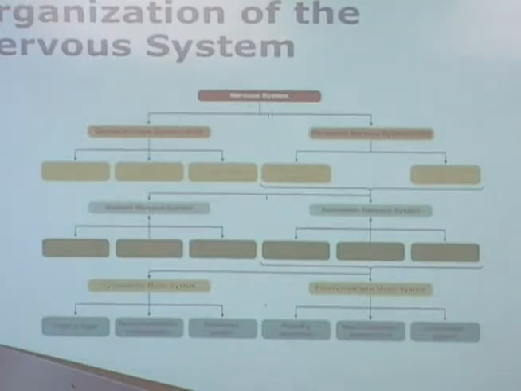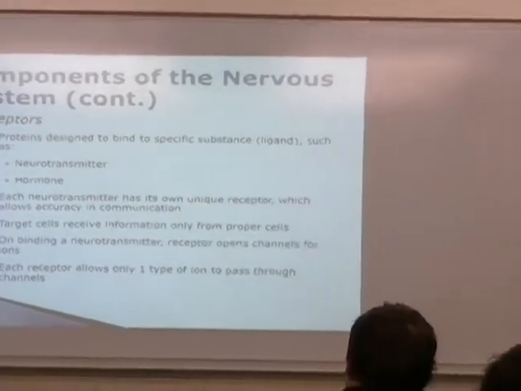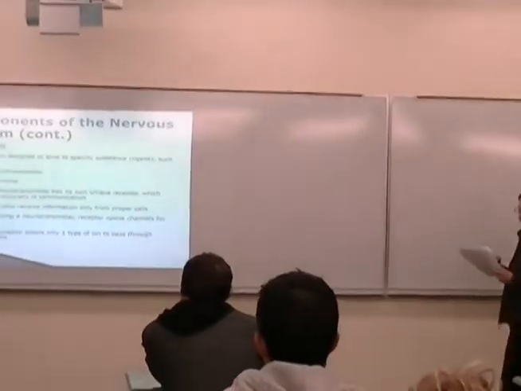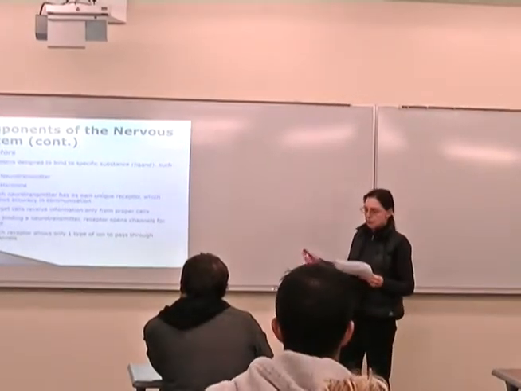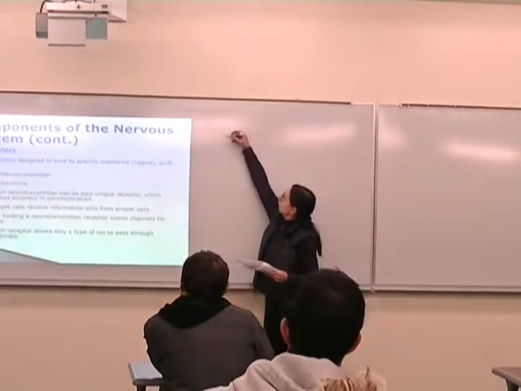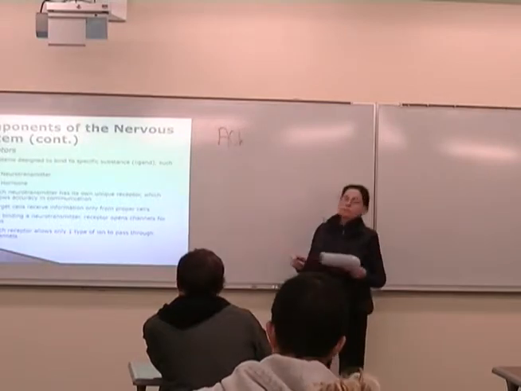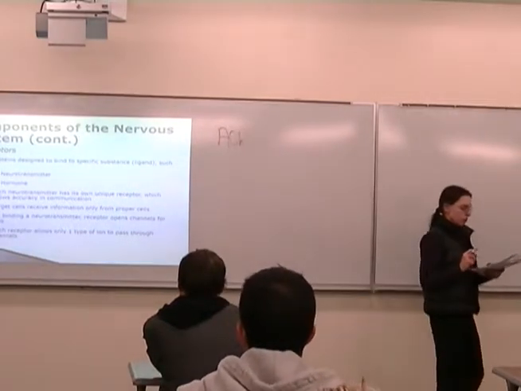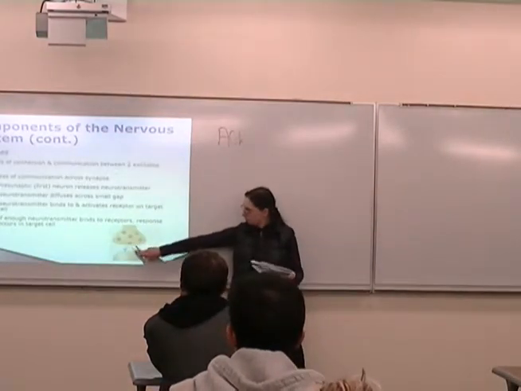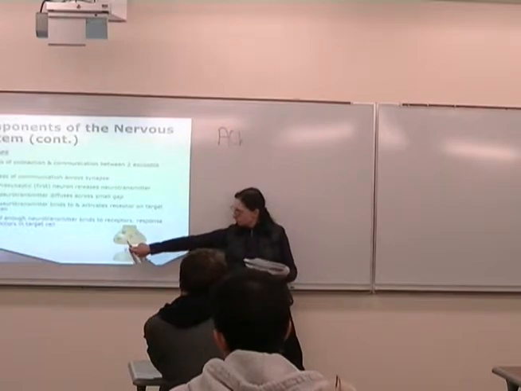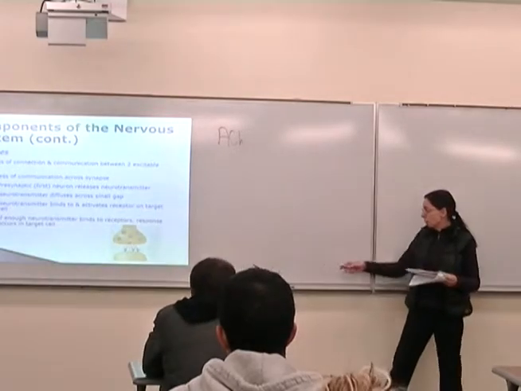Anybody know what the neurotransmitter for the neuromuscular junction is? It's a chemical called acetylcholine, and we just make it easy for ourselves and call it ACH. So when we go back here, these little red blobs, the chemical molecule, would be ACH between the motor nerve and the muscle.